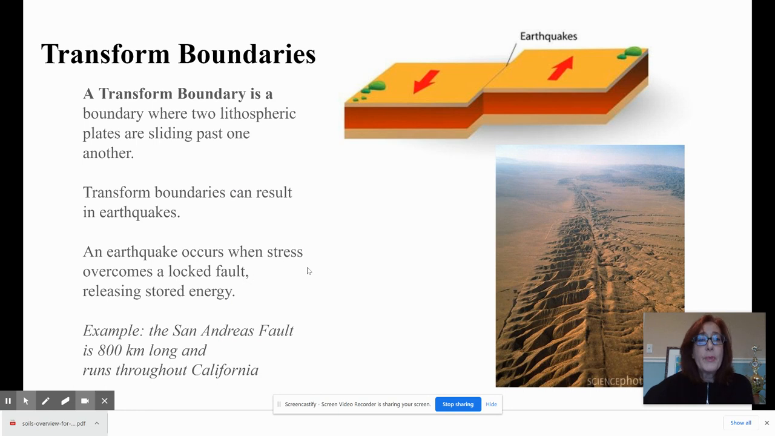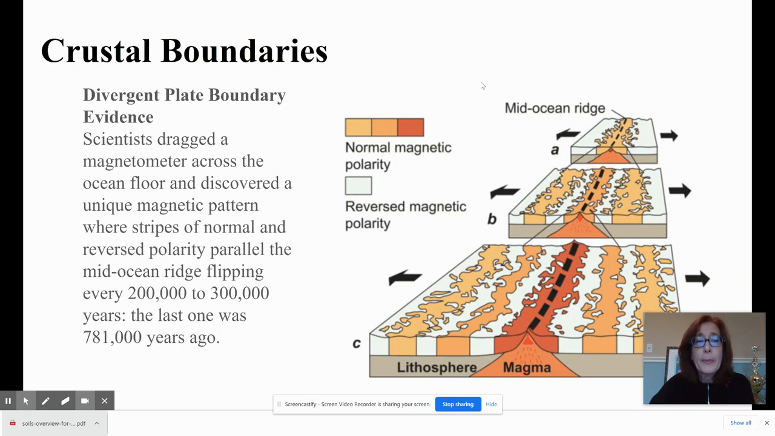And then we have transform boundaries. And a transform boundary is just what it means. They transform, sort of, they push past each other. This is a perfect example here. So we have two plates and they just kind of slide. They don't really collide, but they're up against each other and they slide. And these can result in catastrophic earthquakes. And the earthquake is when the stress overcomes a locked fault and it releases all that stored energy. The San Andreas Fault is 800 kilometers long and it runs throughout California.